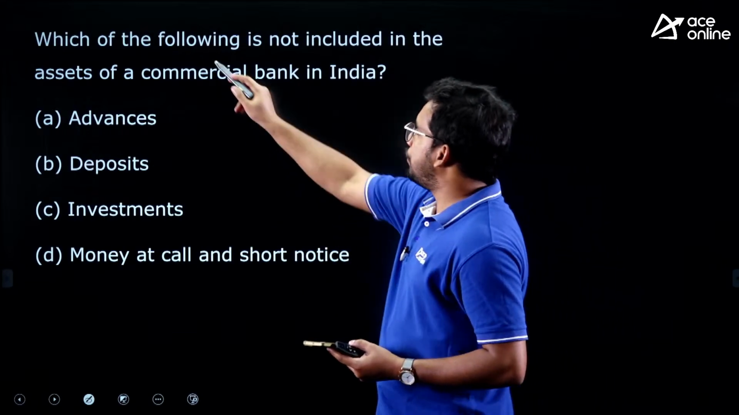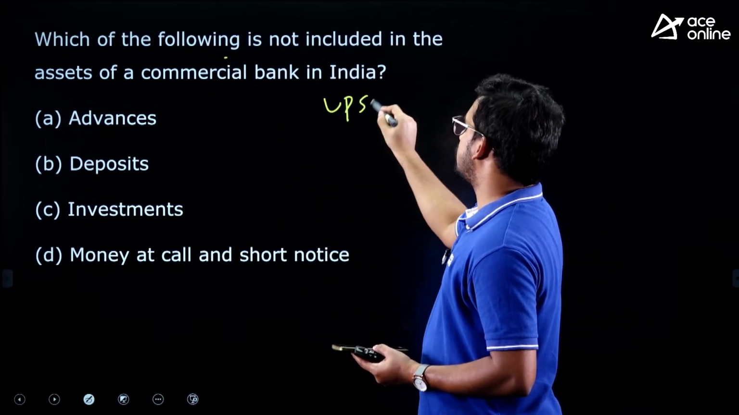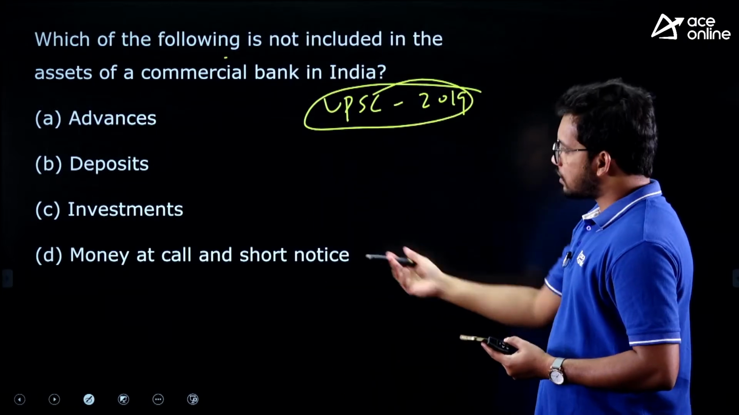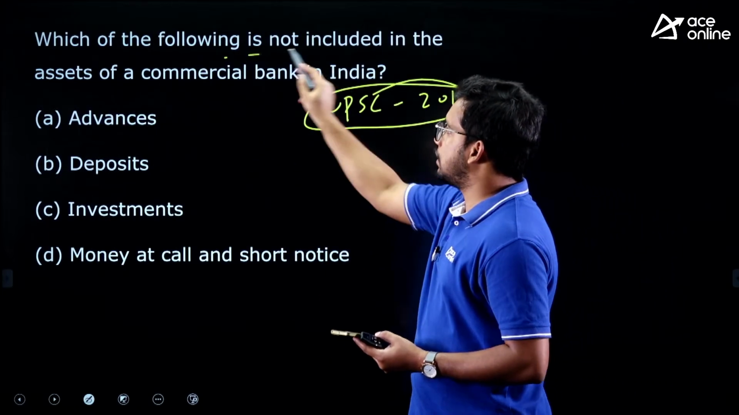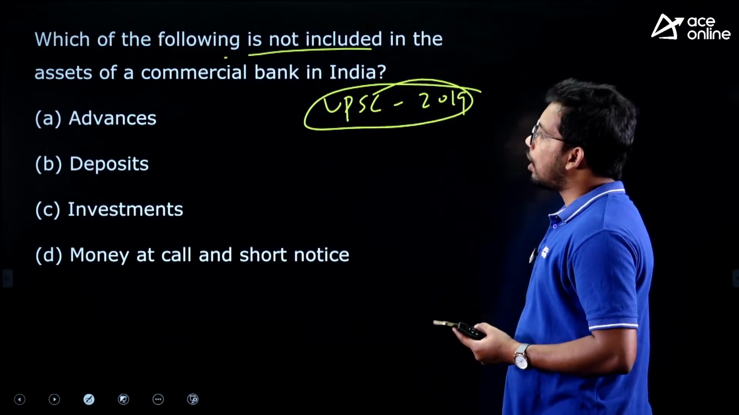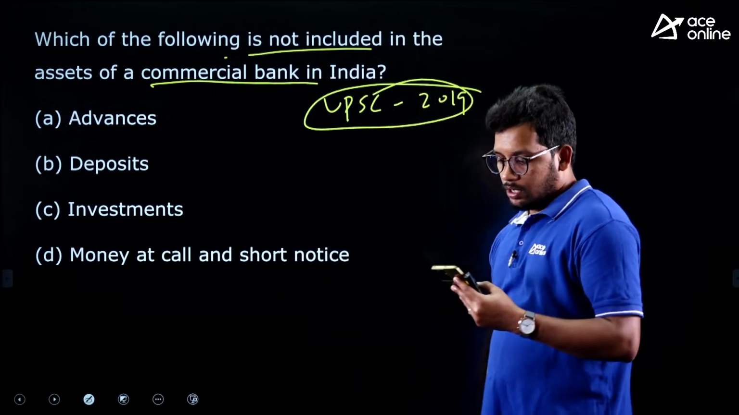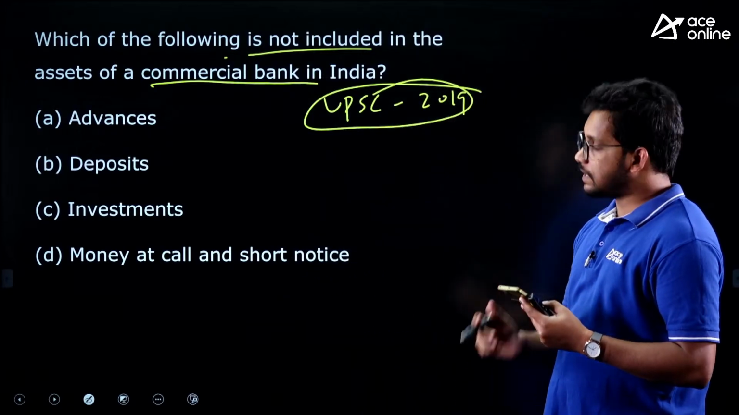Next one. This was asked in UPSC Civil Services 2019. Very simple question. But yes, this can be repeated in our SSC exam as well. Which of the following is not included in the assets of a commercial bank?